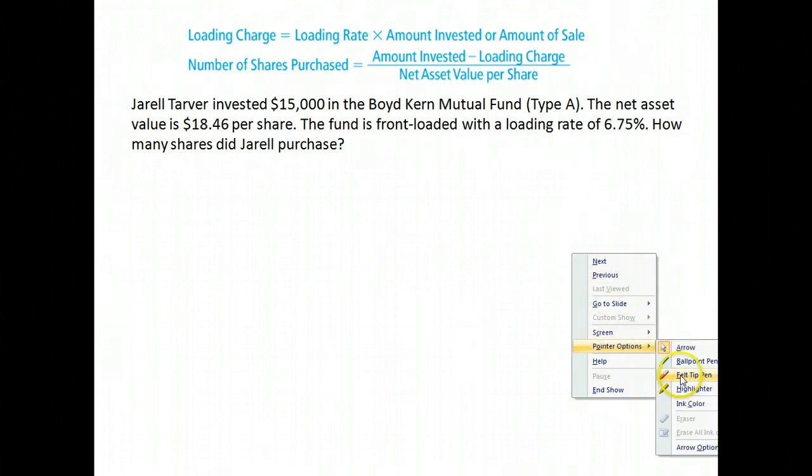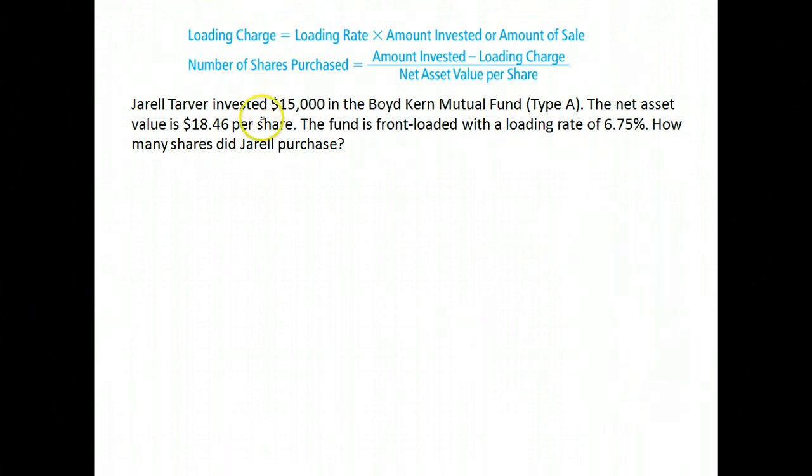So here we're dealing with Jarrell Tarver again with his $15,000 investment. Only this time we want to know how many shares he purchased. So notice another formula has been added here. Make sure you write that down. It tells us the number of shares you purchased. You take the amount you invested minus the loading charge, because that will tell you how much money you have left to invest. And then you divide it by the price per share at the time, or the net value per share.